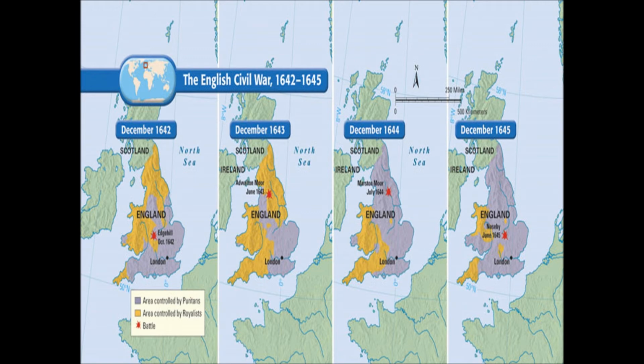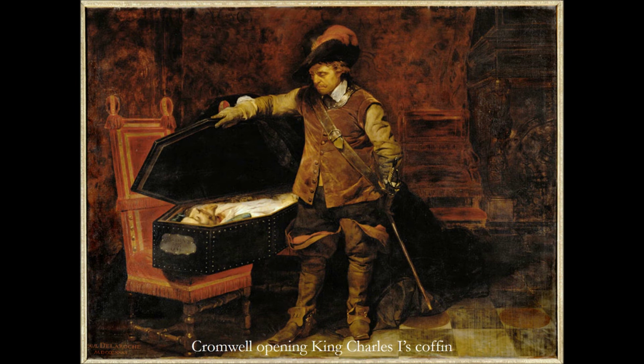The purple is the area controlled by the Puritans. The yellow is the area controlled by the Royalists. And you see from the beginning to the end, eventually all of England is going to fall under control of these Puritans. It's going to result in the death of Charles I by execution. And so here's Oliver Cromwell viewing the corpse of this king that he played a big part in getting executed.